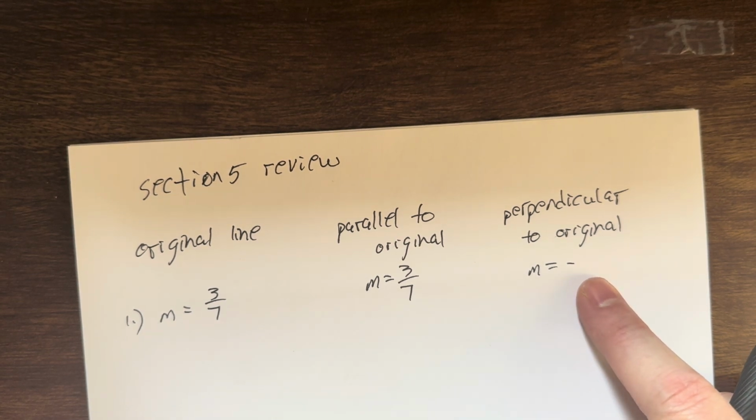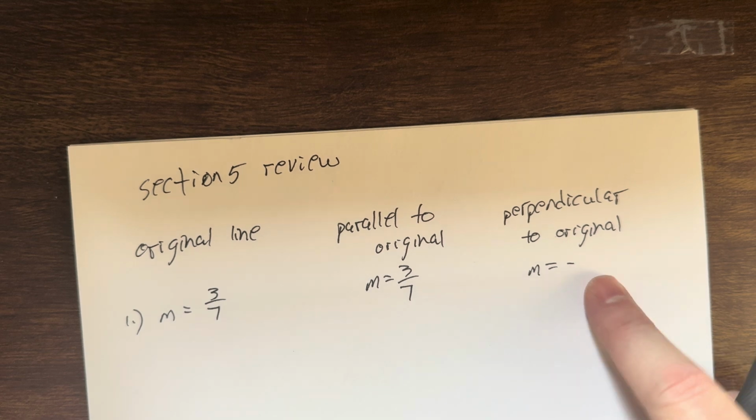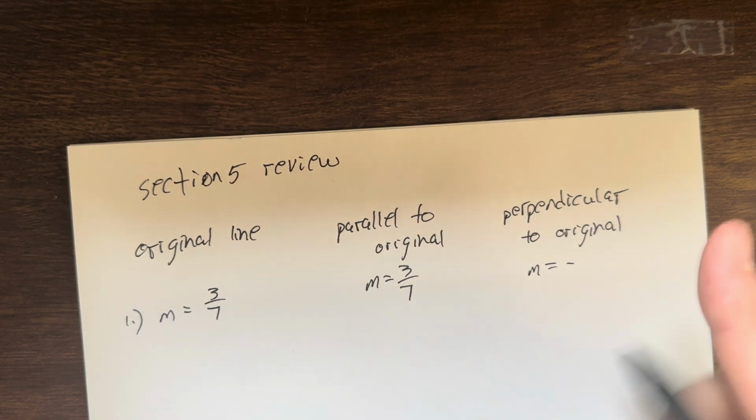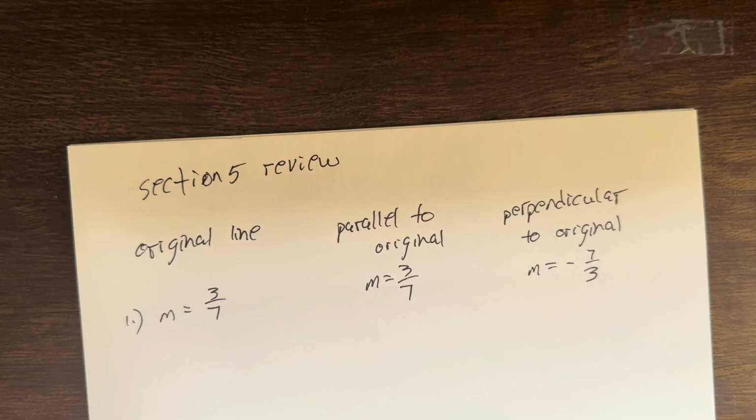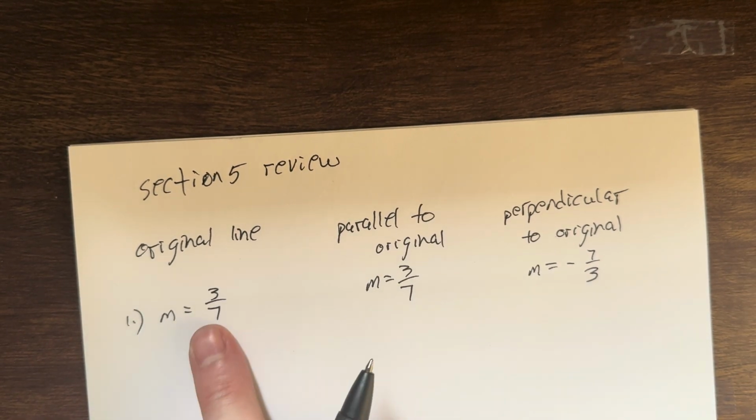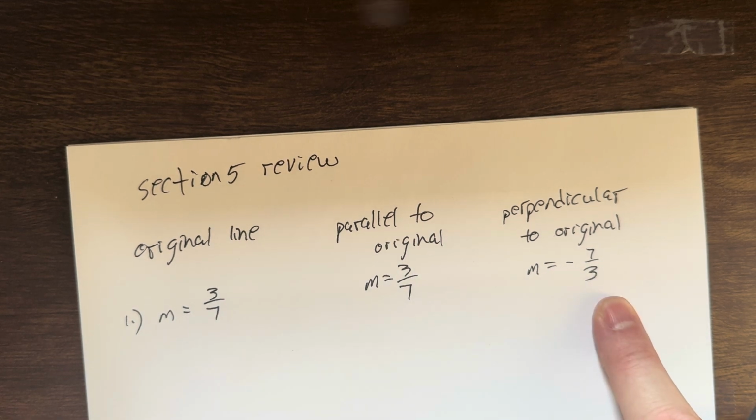The second part is the reciprocal, which really boils down to the flip. So here, starting with 3/7, the flip of that would give me 7/3. So my original line has a slope of 3/7. My perpendicular would have a slope of negative 7/3.